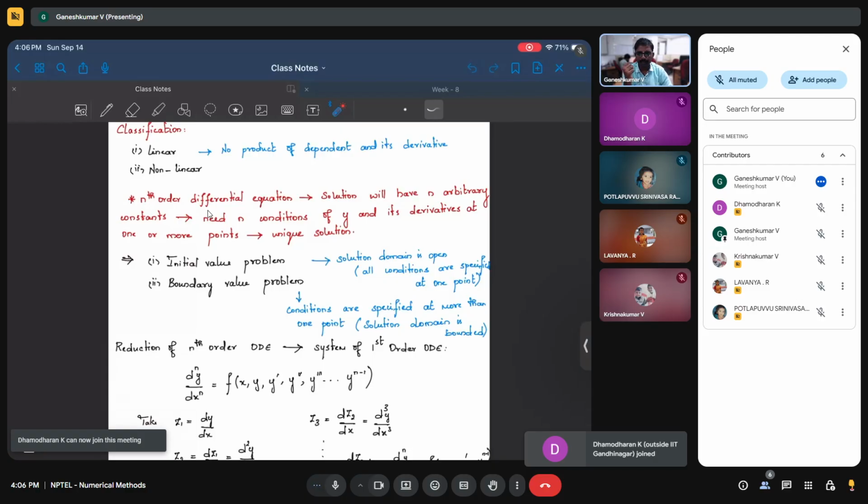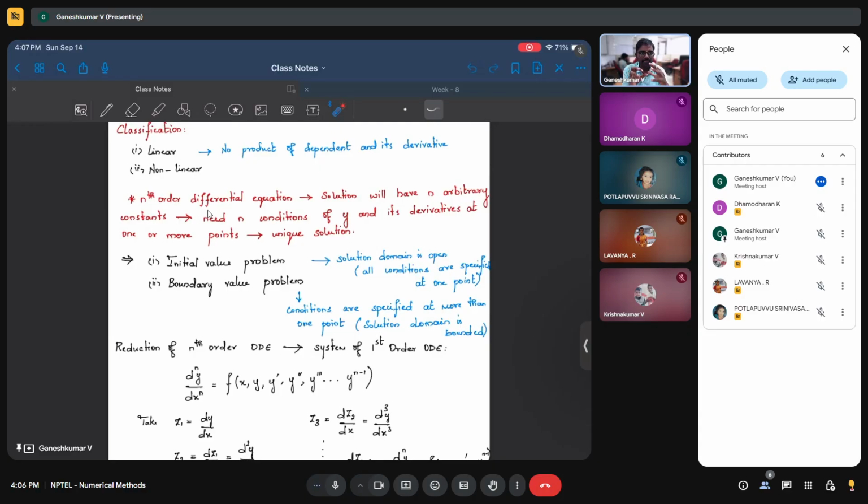Here you need to look a little differently. There can be a product of the dependent variable and the independent variable, and that doesn't mean it's a non-linear equation. The non-linearity is in terms of the dependent variable. So if there is, let's say, y square, or y dash, or y dash times y double dash, if you see these kinds of terms, then it becomes a non-linear differential equation.